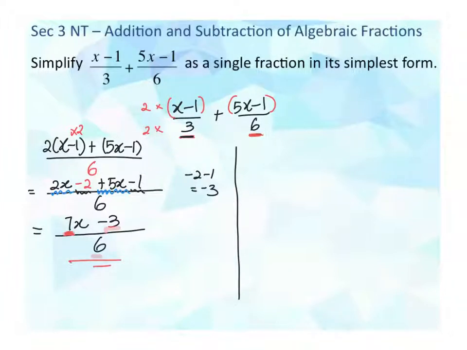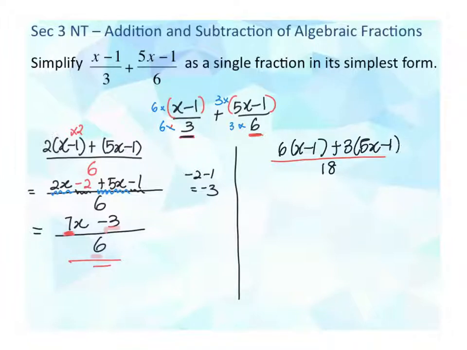Now what happens if some of you do the other way? You did not make 6 the LCM. You choose to make the LCM as 18. So what you did is you multiply this by 6 and you multiply this by 3. Now this is also possible, but you must have one extra step where you need to simplify the final answer. So in this case, I will have 6 bracket x minus 1 plus 3 bracket 5x minus 1.